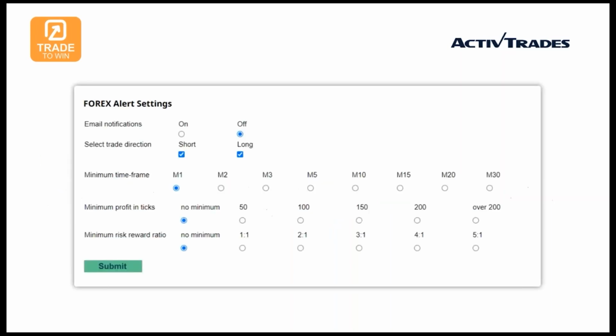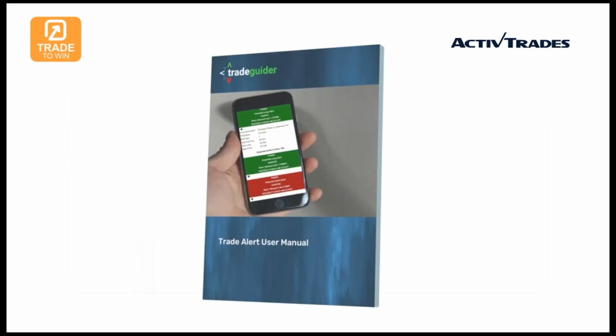Now, we also have a settings page which you can use to tailor the alerts that you receive. You can choose to have the alerts emailed to you so you can receive them away from your trading desk. You can set the minimum timeframes, risk reward ratios, and profit levels. And there's also instructions on how to set up the service as a web app on your phone. Finally, the service contains an instruction document which clearly shows you how to trade the alerts. So let's see how we can trade them.